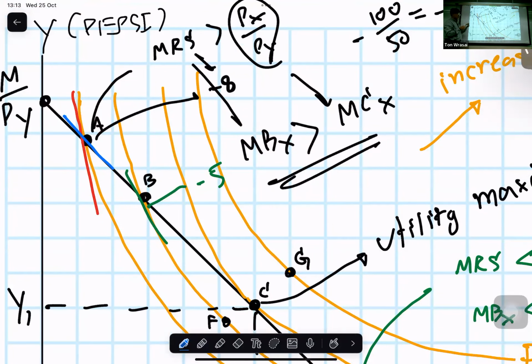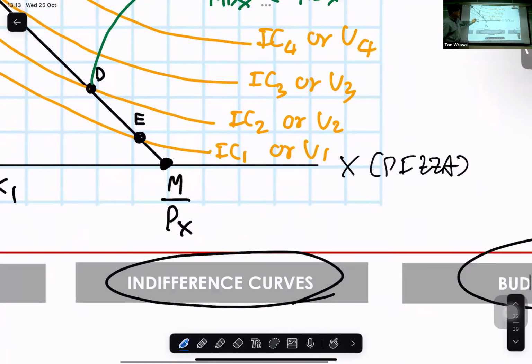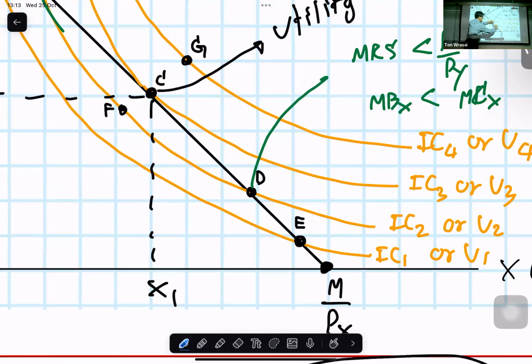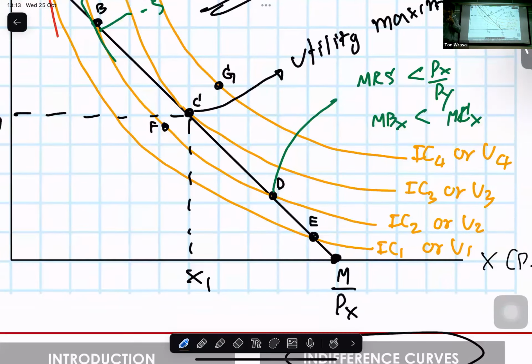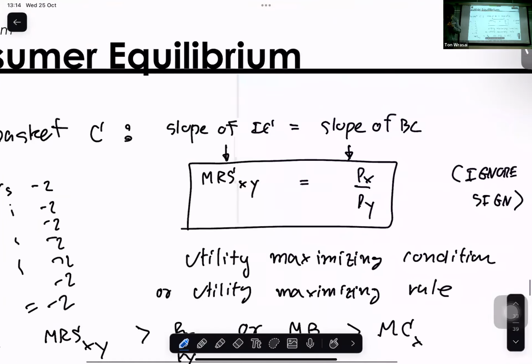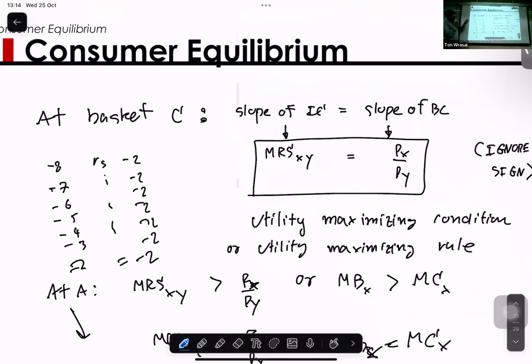Notice also that this condition is not true here. Here, the indifference curve is a lot steeper than the budget line. This condition is not true at point D or E as well. The slopes of the IC and budget line are not the same. Only at this point C do both share the same slope. So we wrote: at basket C, slope of IC equals slope of budget line.